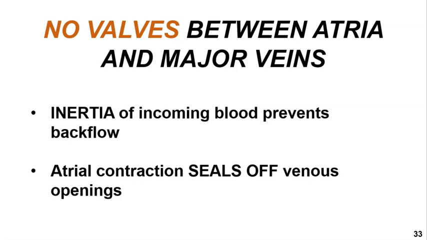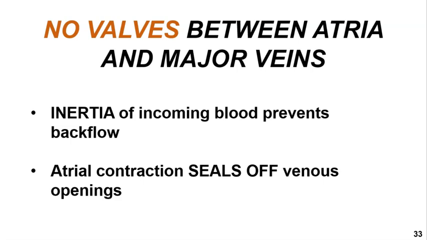There are no valves between the atria and the major veins at all, and there are a few physiological reasons for this. The first is that the inertia, that is the movement of the blood flowing from the veins into the atria that they're delivering blood to, actually prevents backflow of blood into those veins. So the inertia, that movement of blood flowing into the atria, prevents any blood from moving the opposite direction when the atria contract.